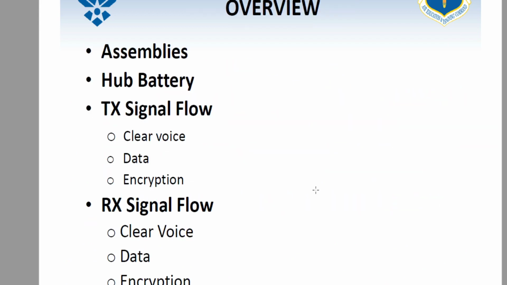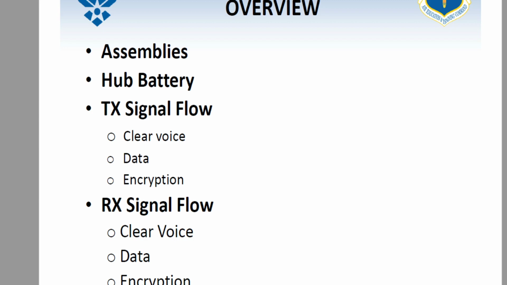All right, so here's some of the things we're going to talk about. We're going to talk about assemblies, the hub battery. Does anybody know what the hub battery is? You know what it does, though? Okay, go ahead. Give me your best college try. What happens if you take it out?